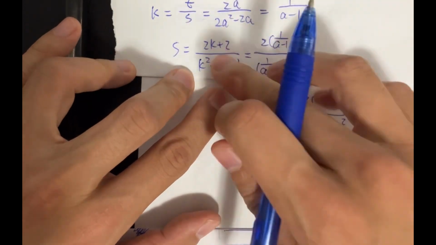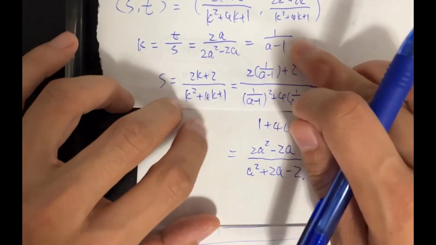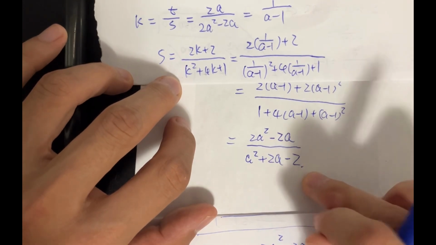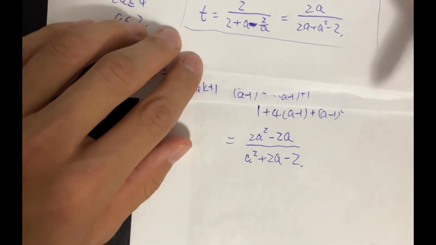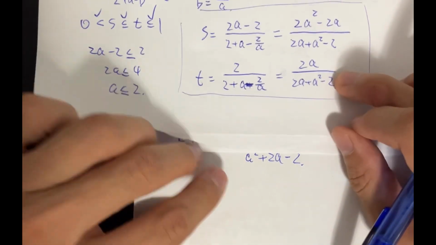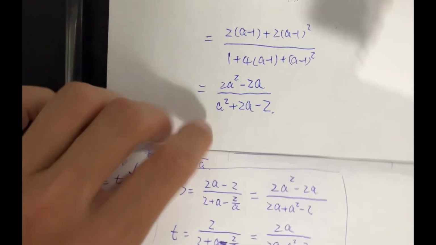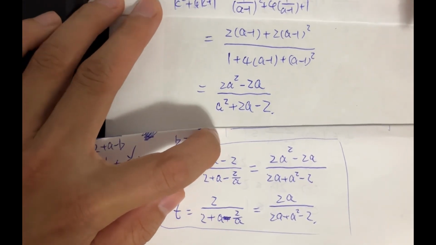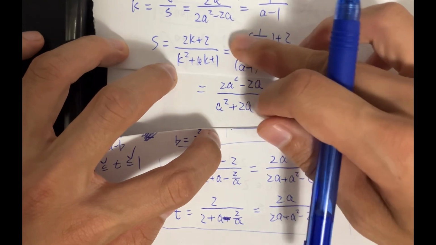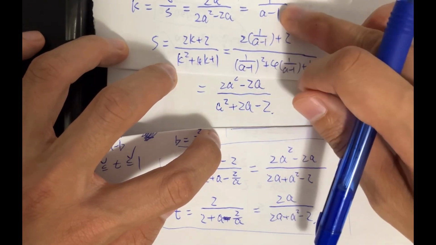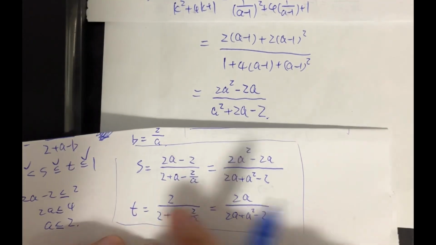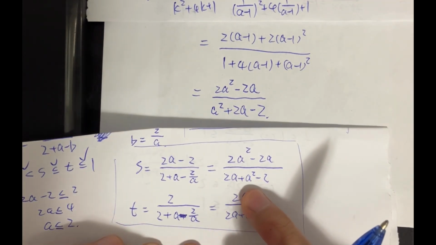If we replace k with 1 over a minus 1, we end up with this. And come on, here is my S. You see? If you compare them, they are exactly the same. Have another look. We go all the way down from the official solution, plug it in, so it becomes something like this. And in my solution, this is my S. They are exactly the same thing.